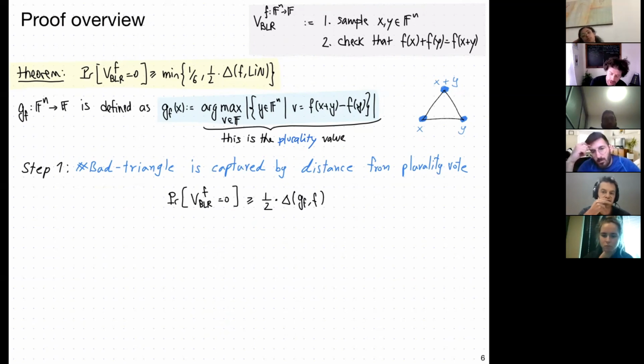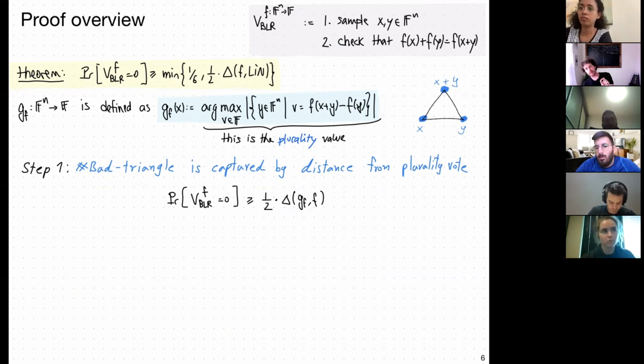The number of bad triangles is exactly the probability that we reject, because we're just checking a random one. And we'll show that this is lower bounded by half of the distance from f to g of f. Let's not think too much about this half. It's not very important. It tells us that the number of bad triangles is roughly the distance of a function from its self-correction, from the plurality vote.